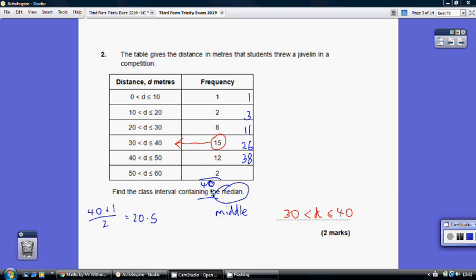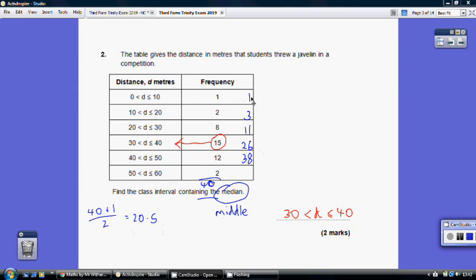Now to work out the middle one, you add 1 to this and halve it. So 40 add 1 is 41. Halve that, we want our 20 and a half students. So what we're saying is because it's an even number, there's 2 in the middle, the 20th and the 21st. So we really need to find where the 20th, 21st student lies.